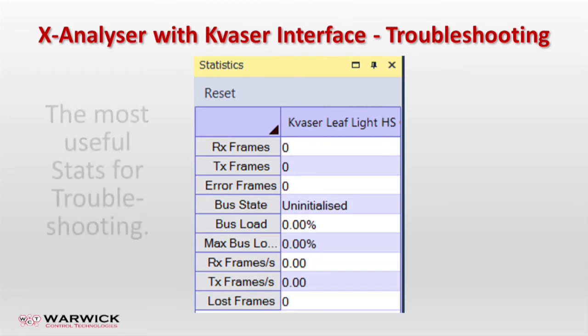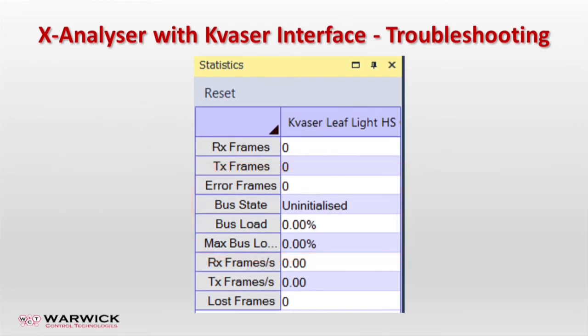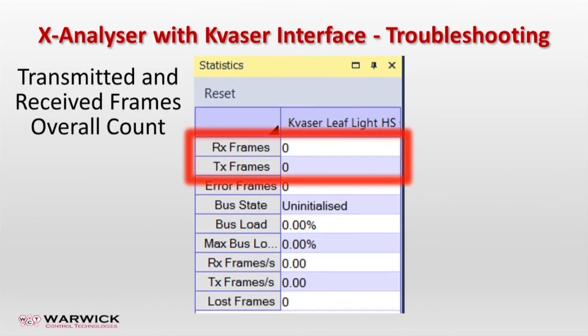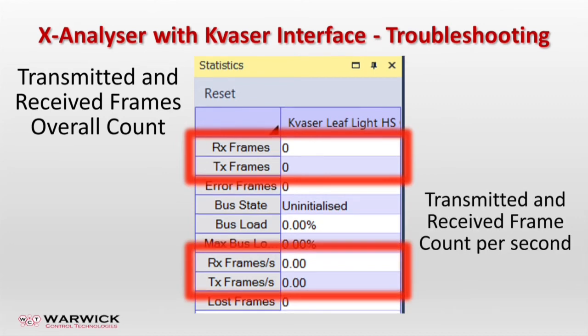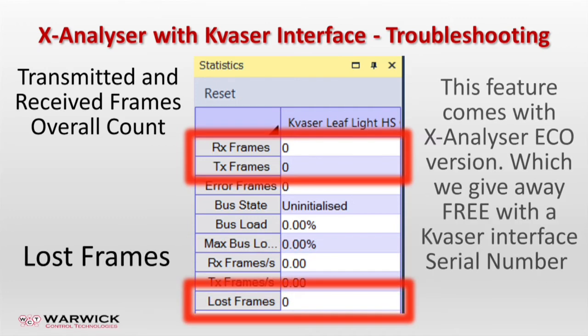The parts of the statistics panel most useful for troubleshooting are the areas just mentioned, but the panel also shows transmitted and received frame count overall, as well as transmitted and received frames per second, as well as any lost frames. This statistics panel is also available with the X-Analyzer 3 Eco software, which we give away free to anybody who has a Kavasa interface.